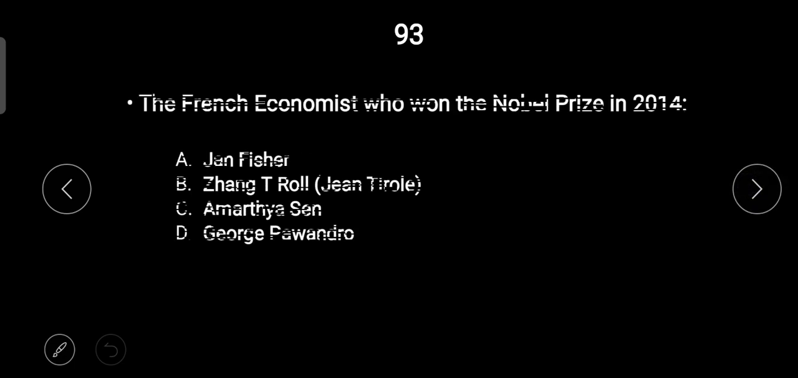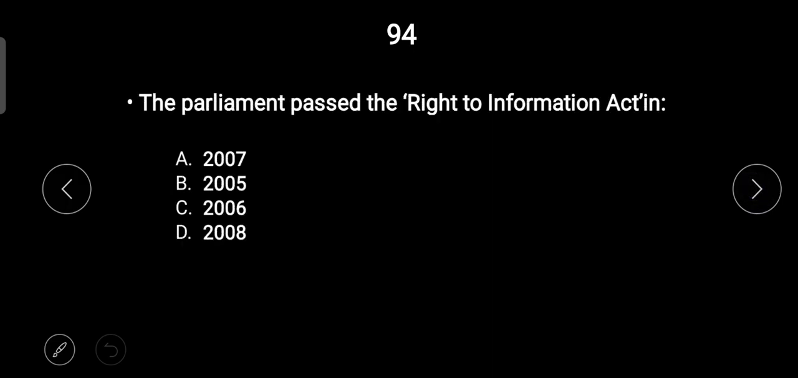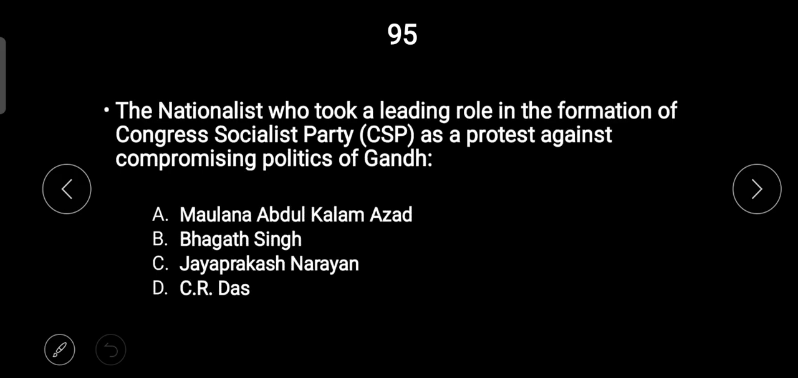Kozhikode. Question number 93. The French economist who won the Nobel Prize in 2014. Answer is Jean Tirole. So 94, the Parliament passed the Right to Information Act in 2007, 2005, 2006, or 2008. Answer is 2005. Right to Information Act in 2005.